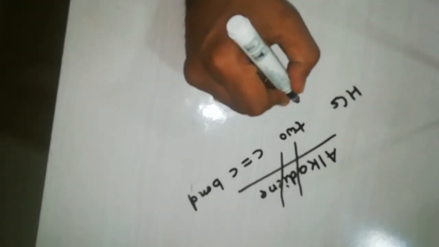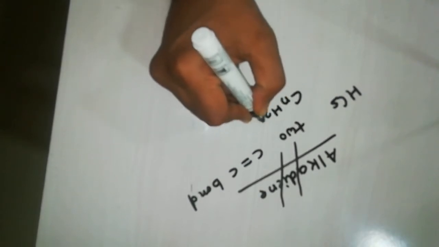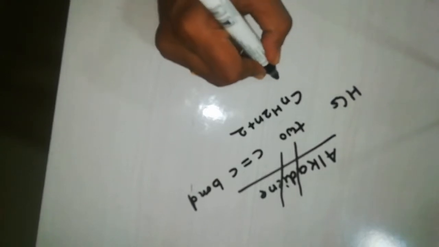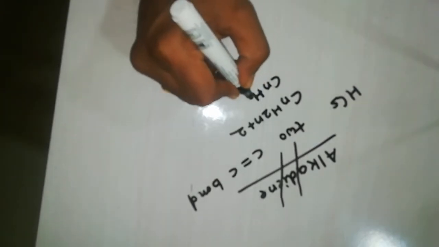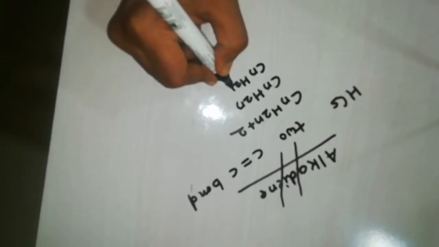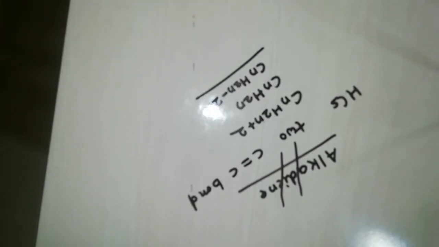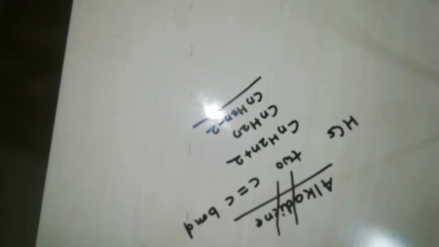You know that the general formula of the alkane is CnH2n+2, and when it comes to the alkene it becomes CnH2n. When it comes to the diene, again two more hydrogens will be lost and the general formula will become CnH2n-2. So this is the general formula of the diene, CnH2n-2.